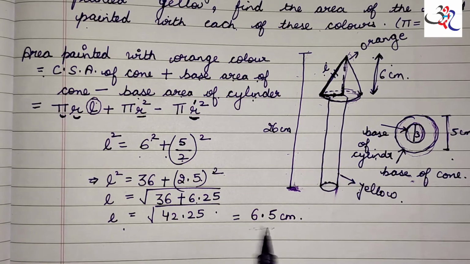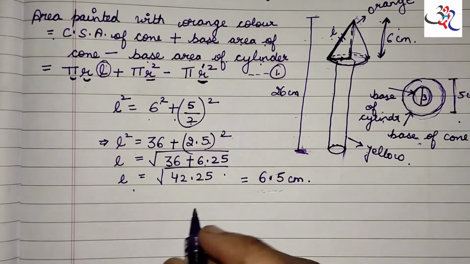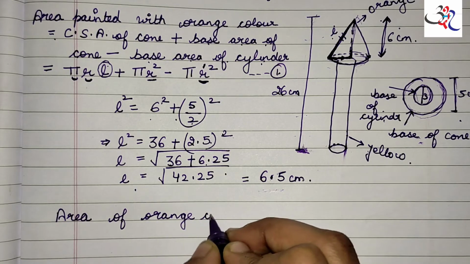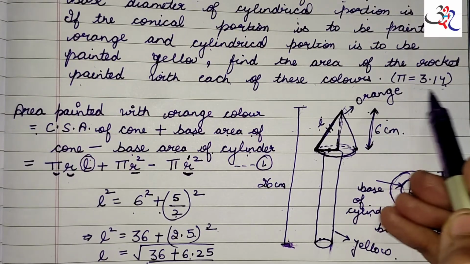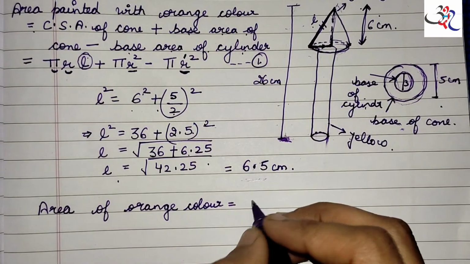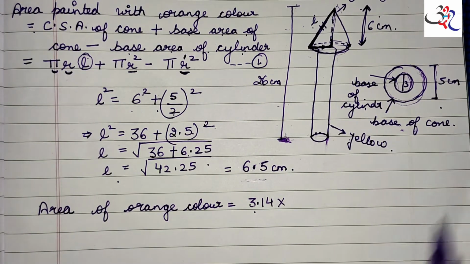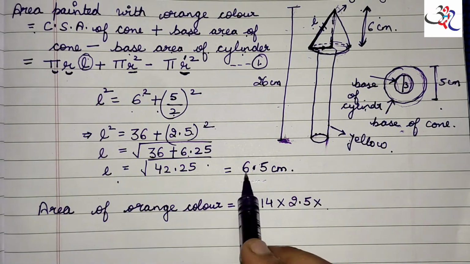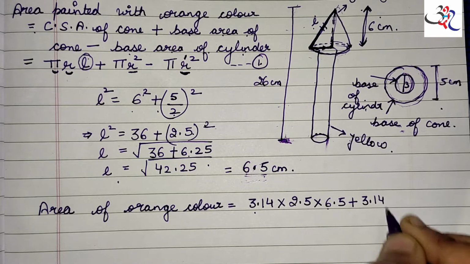So if I put this value in equation number 1, then I will get the area painted with the orange color. Just put the values and you will get your answer. It is given in the question that we have to take the value of pi as 3.14. So put 3.14 into r, the radius of the cone, which is 2.5, into L. L we have found out, L is 6.5, plus pi, again 3.14.